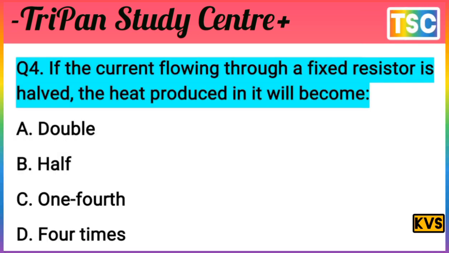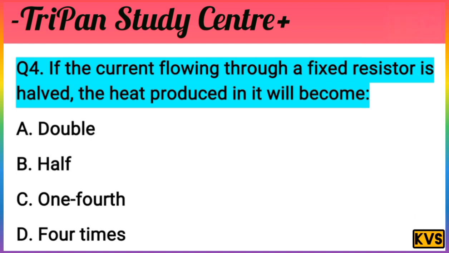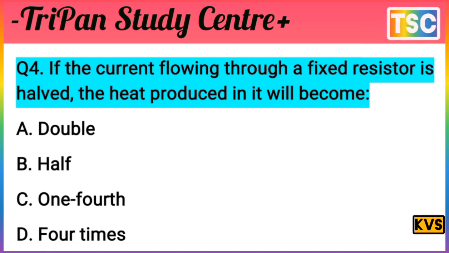Next question: if the current flowing through a fixed resistor is halved, the heat produced in it will become. The options are: A, double; B, half; C, one-fourth; D, four times. That's an important option. But first of all, note your answer in your notebook.